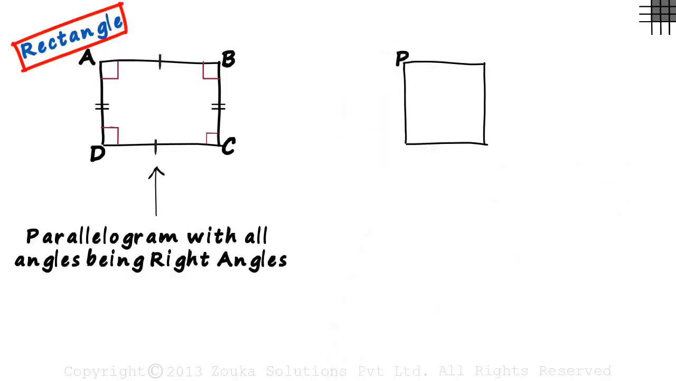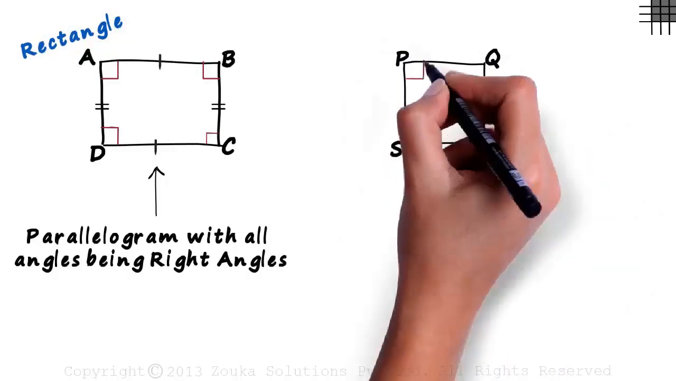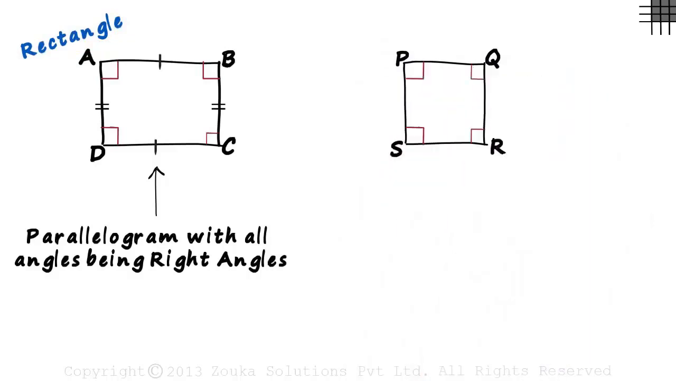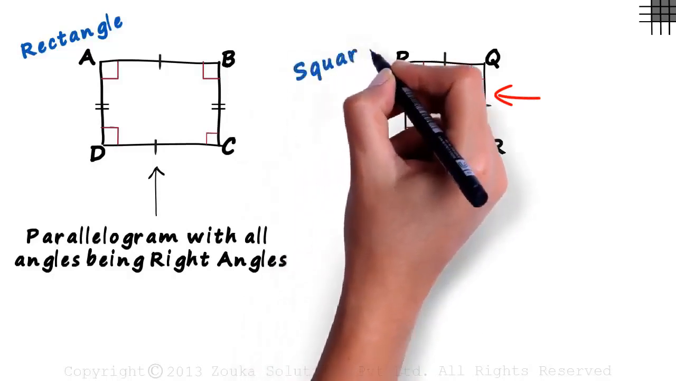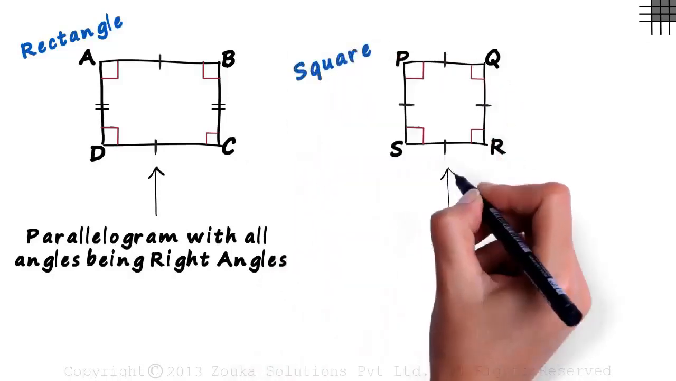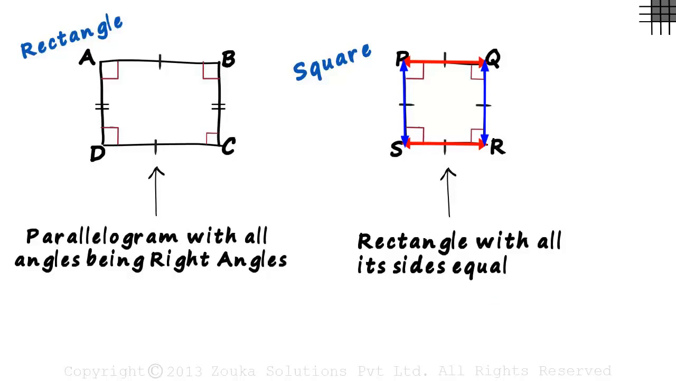Let's call it PQRS. Like the rectangle, all its angles are right angles, but it has an additional property. All its sides are equal to each other. This type of quadrilateral is called a square. Basically, it is a rectangle with all its sides equal. The rectangle is the special case of the parallelogram, and this square is a special case of a rectangle.